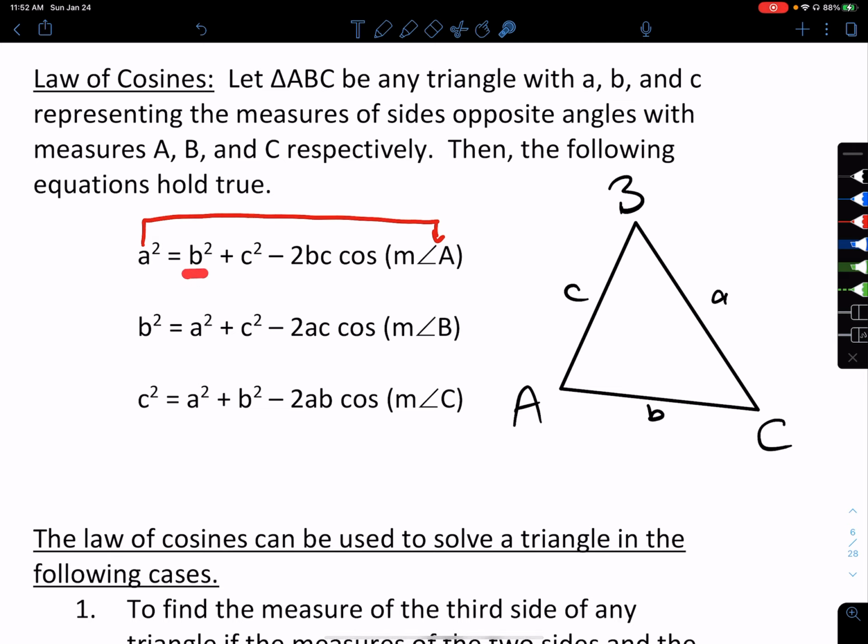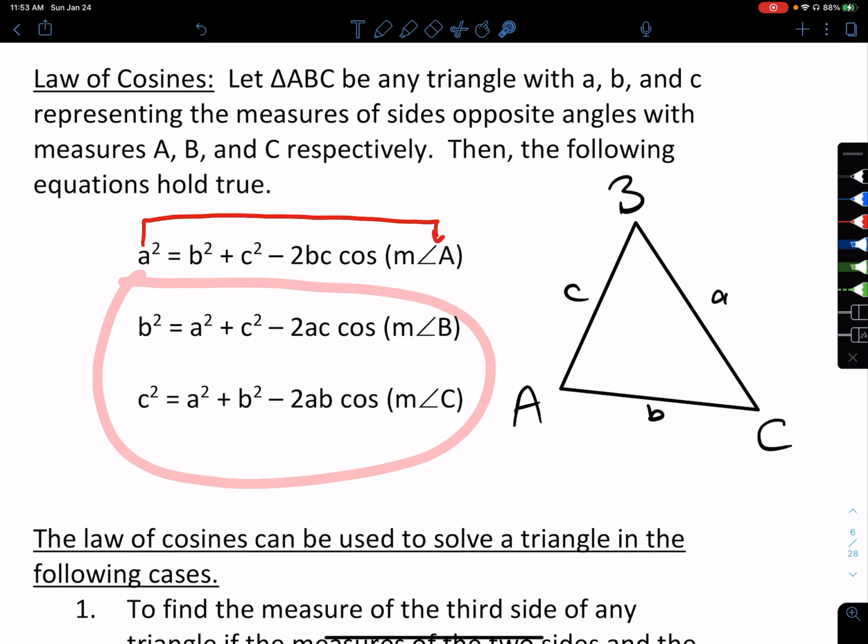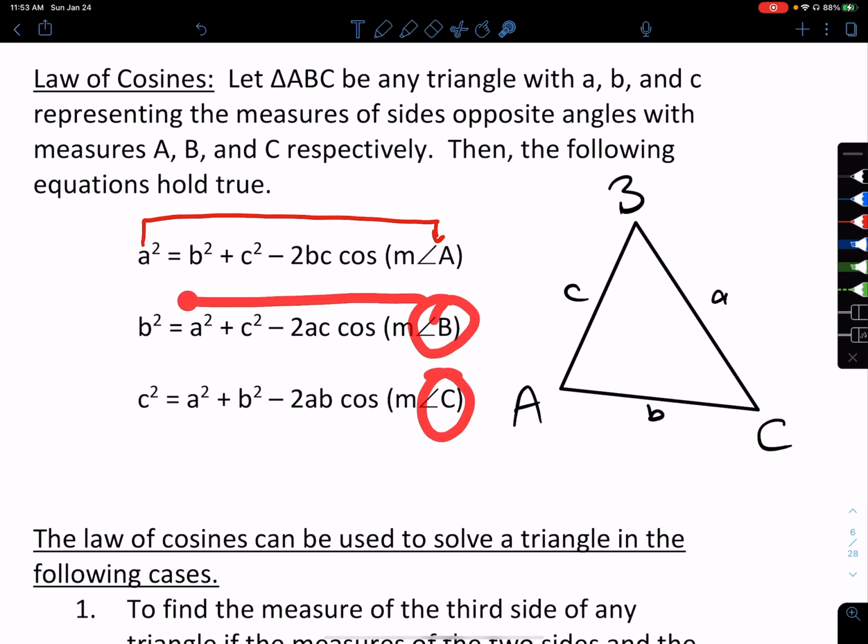You square each of the other letters and add them together, then you subtract 2 times the product of those same two sides times cosine of your angle. This is the law of cosines, so it uses cosine. These other two versions of the equation are just the same, but we're using different angles. This is angle B and C, so we start with side b and we start with side c.